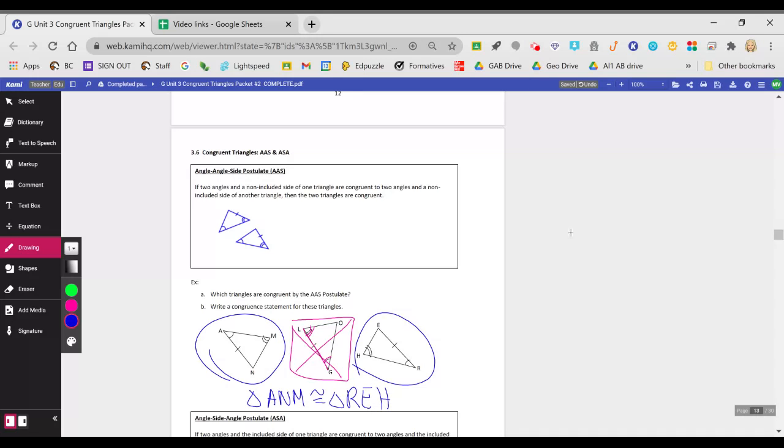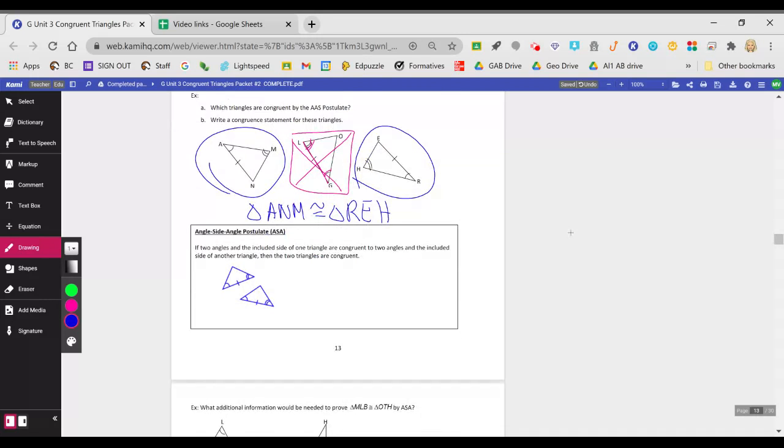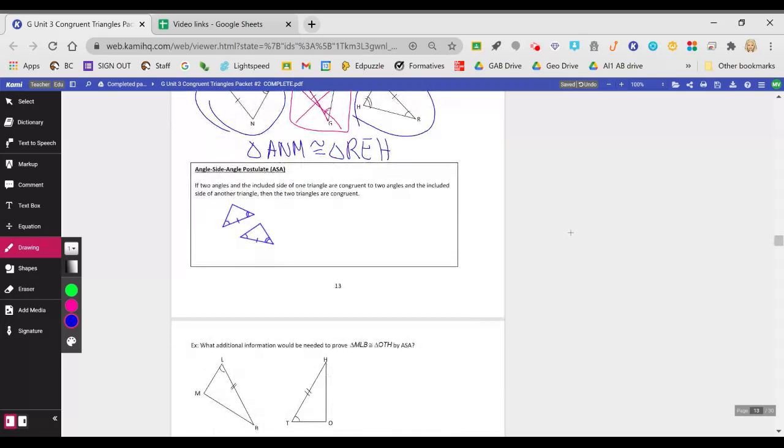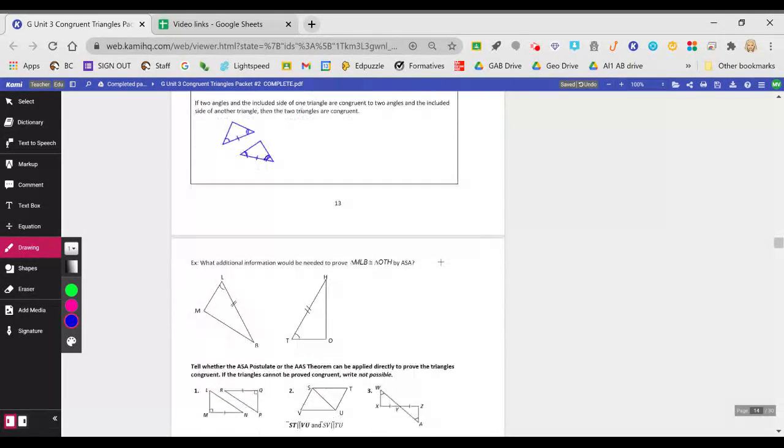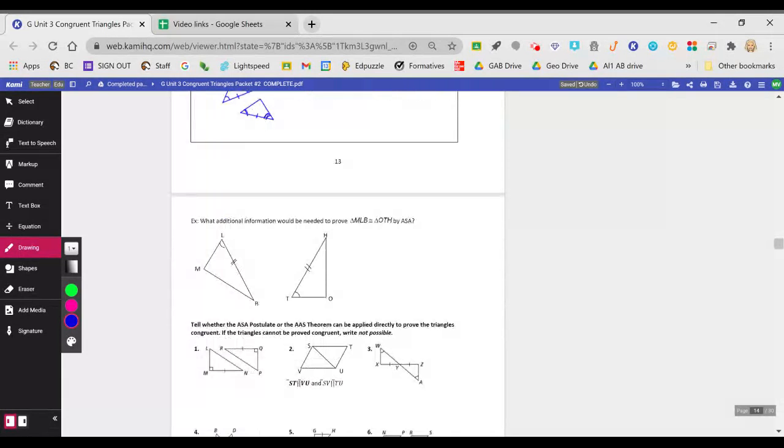The next method I have is angle, side, angle. This is where the side is in between the two angles. So notice that the angles are on the ends of the congruent side that I have. So if I look at this example, what additional information would I need to prove these by angle, side, angle?